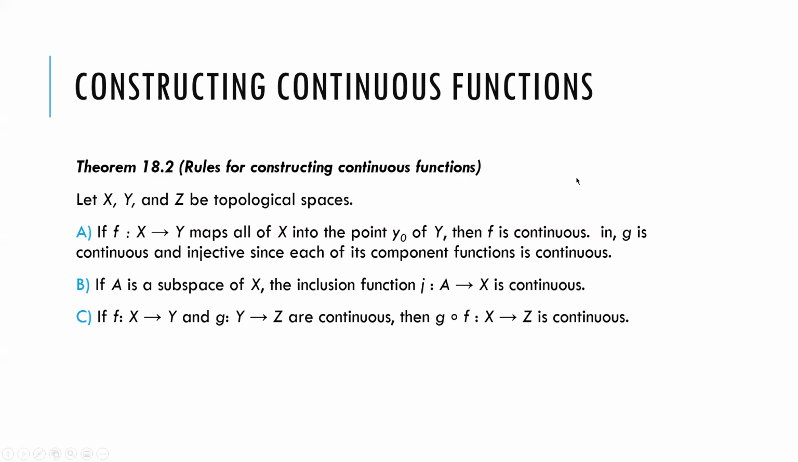And our second rule is: if A is a subspace of X, then the inclusion function J, which maps A into X, will be continuous. And our third rule is: if F maps X into Y and G maps Y into Z, and they're both continuous, then the composite function G after F, which maps X into Z, would also be continuous.